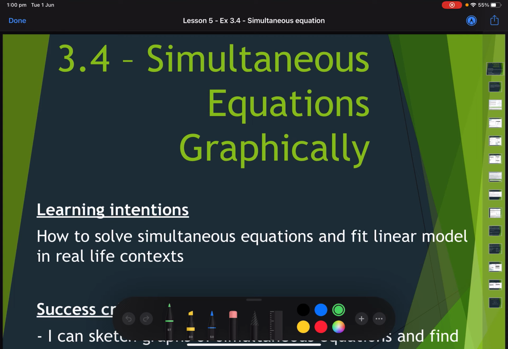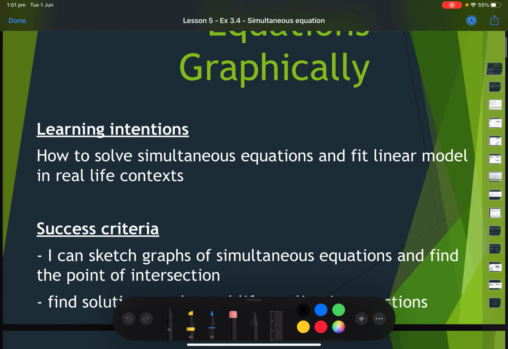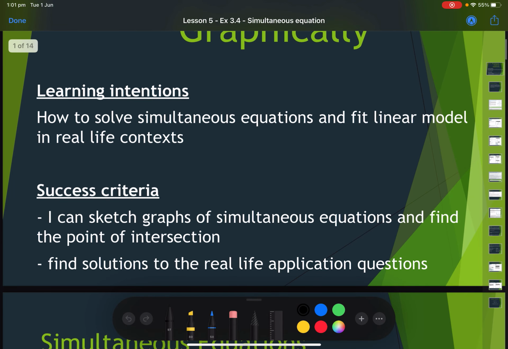Hello everybody, so today we are starting our next topic, which is looking at graphing simultaneous equations. So basically solving simultaneous equations and fitting the linear model in real life contexts. Remember, simultaneous equations are where we've got two or more equations that we graph and find their intersection point. So the intersection point is, if I've got my set of axes and two lines, the point at which those lines cross each other.